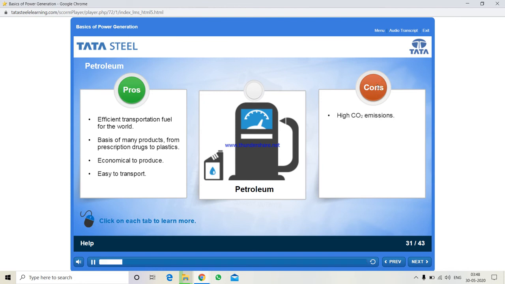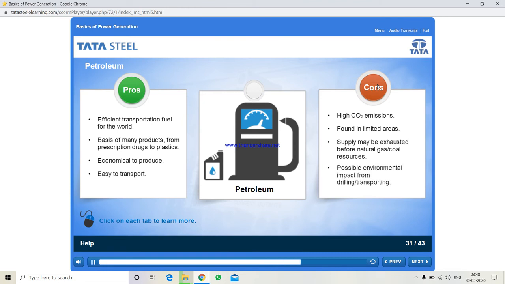High carbon dioxide emission, found in limited areas. Supply may be exhausted before natural gas or coal resources. Possible environmental impact from drilling and transporting.